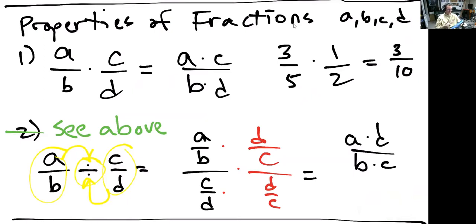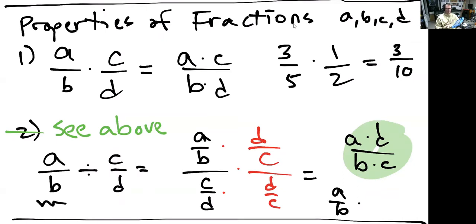So the result here of A over B divided by C over D, this fractional division, look what it amounts to over here. It's just multiplication. It's the multiplication of this first fraction, A over B, times D over C. That's what we call the reciprocal of this second fraction, the reciprocal of the fraction. See, nobody divides fractions. Everybody multiplies fractions. Well, first they flip, or they take the reciprocal, and then they multiply. Okay.